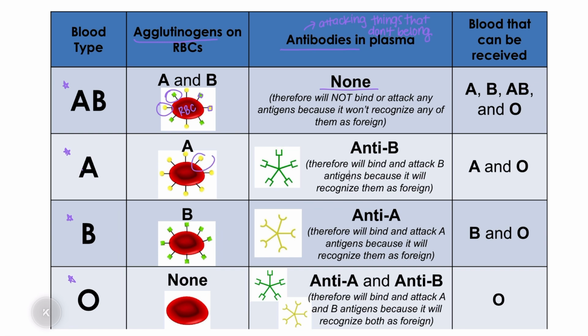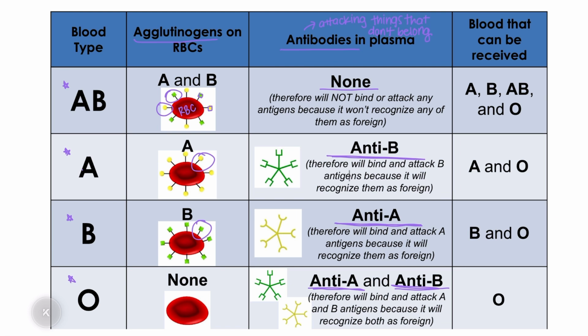If you have A proteins, that means you don't have B proteins, so your body will attack B proteins. If your body has B proteins, that means you don't have any A proteins, so your body will attack A proteins. So remember, anti kind of means like against, so that's where that's coming from. And then with blood type O, you don't have A or B proteins, so your body will attack both A or B proteins. So this means that you can only receive certain types of blood.